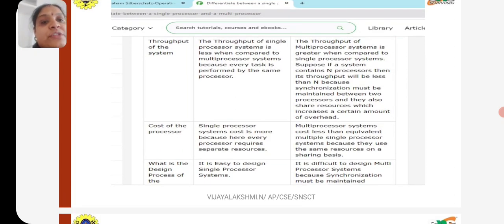And what about the cost of the processor? The cost of a single processor system is more because every processor requires separate resources, whereas multiprocessor is less than the equivalent multiple single processor systems because they use the same resources on a sharing basis. What about the design process of the system? Single processor is very easy to design, whereas the multiprocessor system has to handle the synchronization problem.